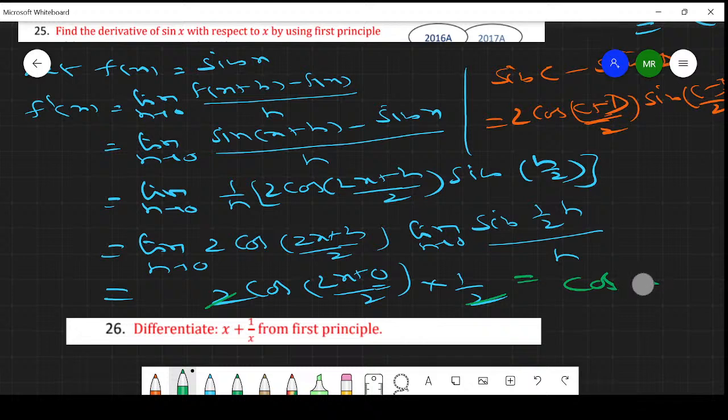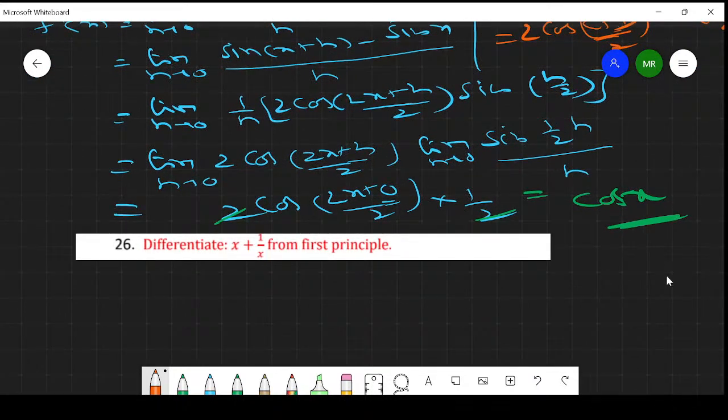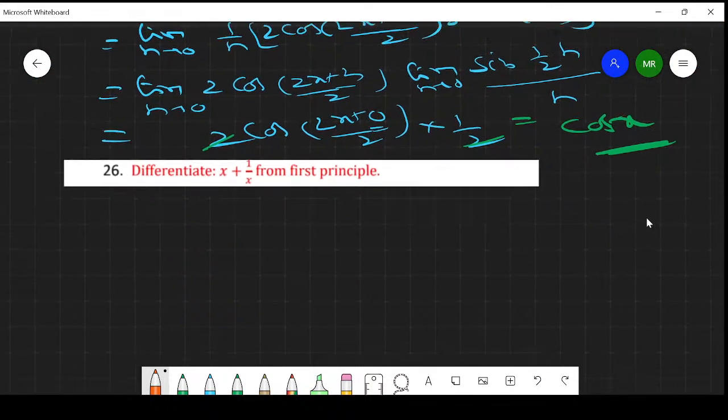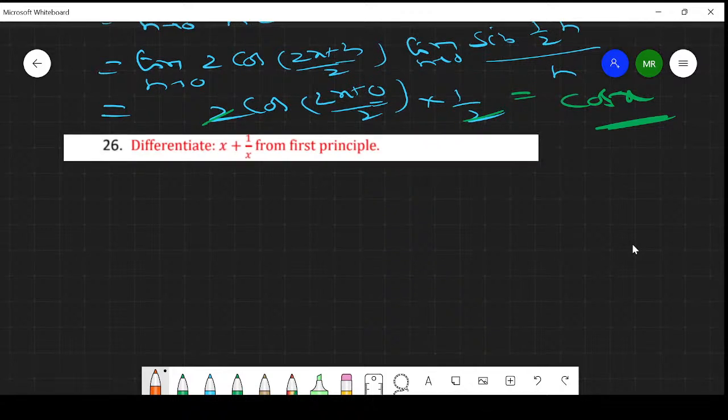Derivative of sin x, finally you will get cos x. That is your answer, right? Cos x is your answer. This is an important one, please try to solve it. Maximum, they may give any one of the first principle questions: sin, cos or tan. If they are not asking this, they may rarely come to this.